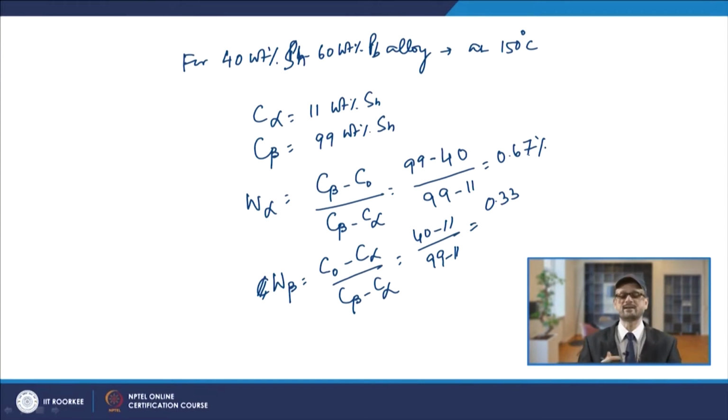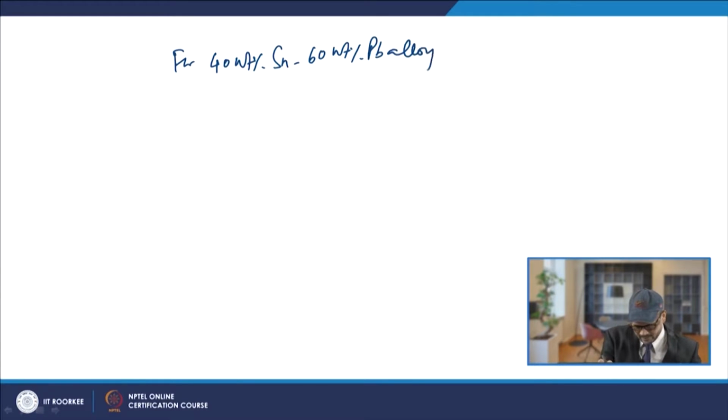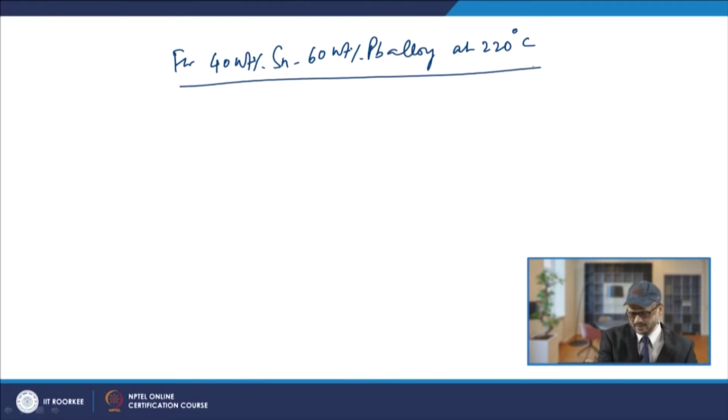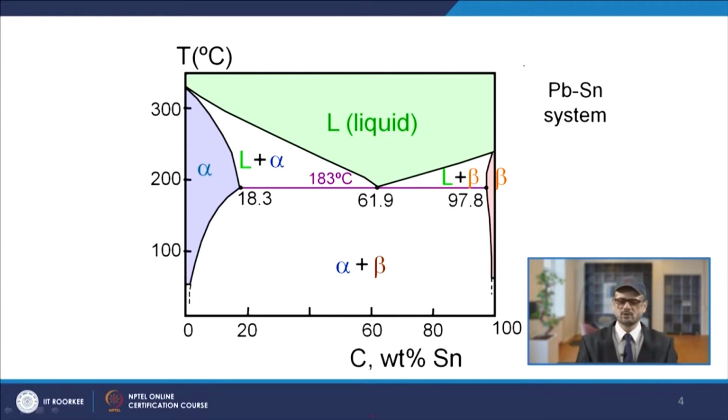Now, if you take a different temperature, since that was below the eutectic temperature, say you are again taking the alloy of 40 weight percent tin and 60 weight percent lead, and you are taking this alloy at 220 degree centigrade. Now the temperature is different, and your 40 weight percent tin will be somewhere here, at a temperature of 220 degree centigrade.